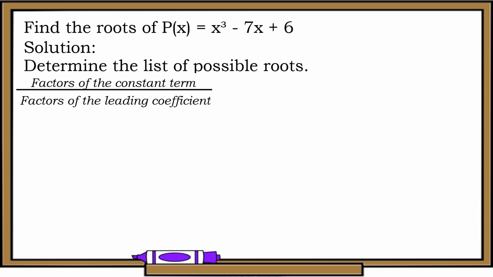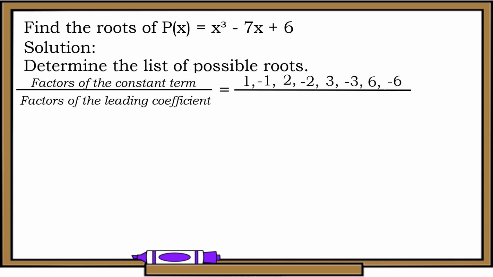Ano ba dito ang ating constant term? Ang constant term dito ay 6. The factors of 6 are 1, negative 1, 2, negative 2, 3, negative 3, 6, and negative 6.